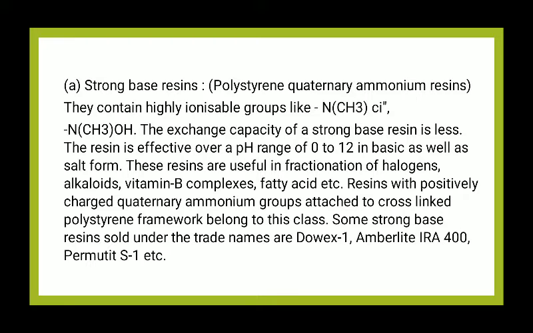The resin is effective over a pH range of 0 to 12 in basic as well as salt form. These resins are useful in fractionation of halogen, alkali, vitamin B complexes, fatty acids, etc. Resins with positively charged quaternary ammonium groups attached to a cross-linked polystyrene framework belong to this class. Some strong base resins are sold under the trade names Dowex 1, Amberlite IRA 400, Permutit S1, etc.